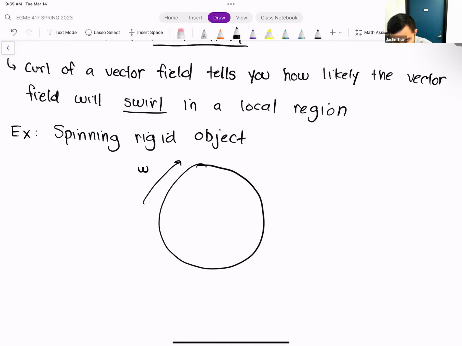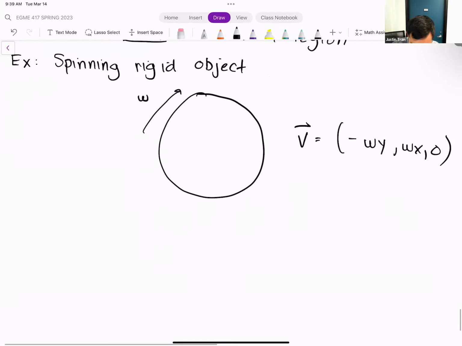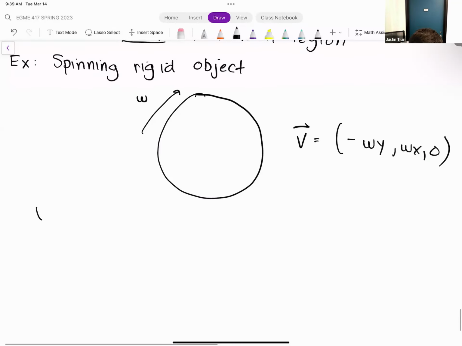And so the velocity field, if you were to write out the components of the velocity at every location on this turntable, you would get minus omega y, omega x, 0. Those would be the components of the velocity if you were standing at certain locations on the turntable. It depends on two things: your distance from the center, and the angular velocity of the object. Okay, so we can take the curl of this velocity field.